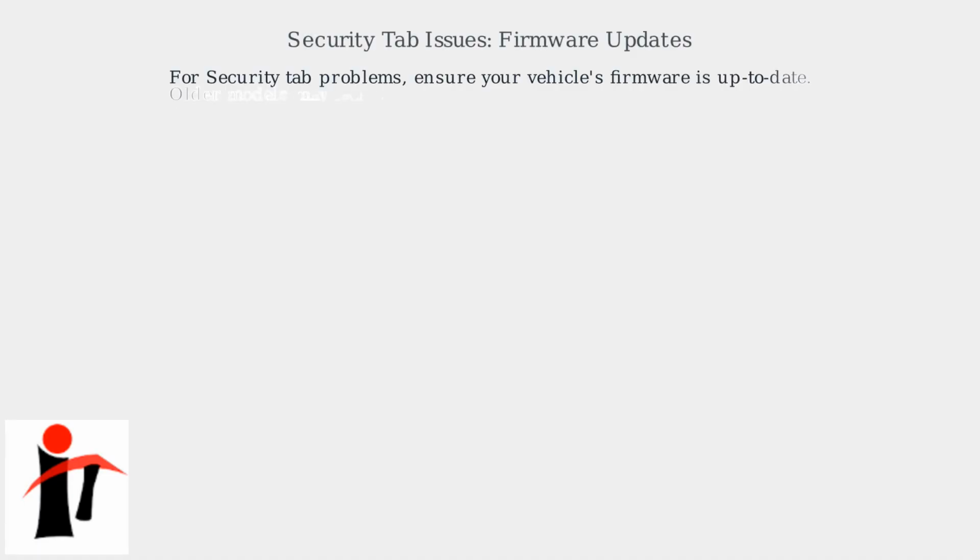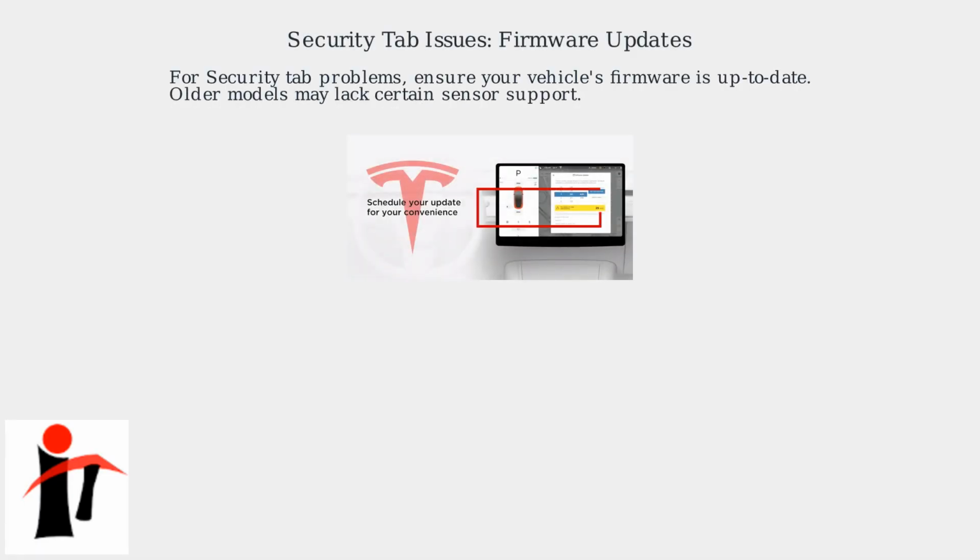If the security tab is missing, check that your vehicle's firmware is current. Older firmware versions may not support all security features due to missing sensor capabilities. Schedule or install updates through the Tesla app.